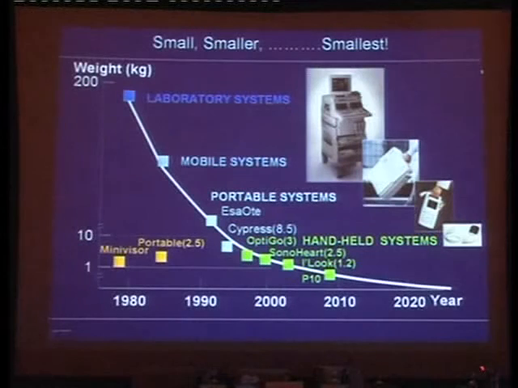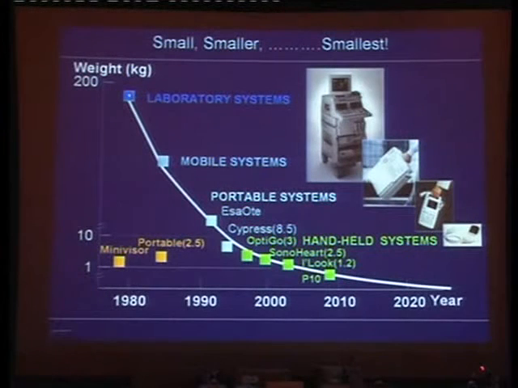System miniaturization. What we have seen, we have moved from laboratory systems weighing.